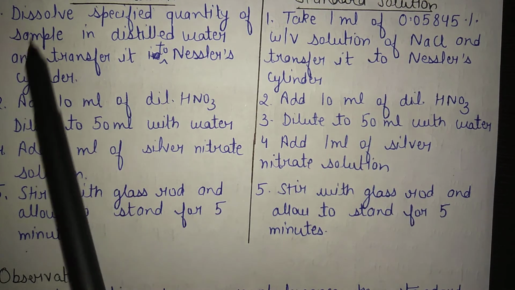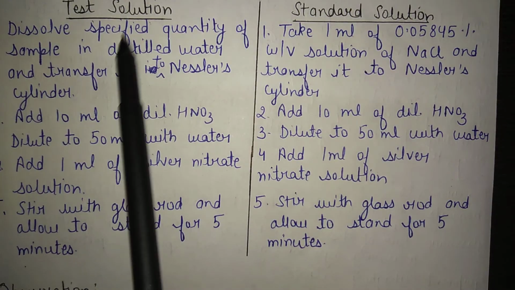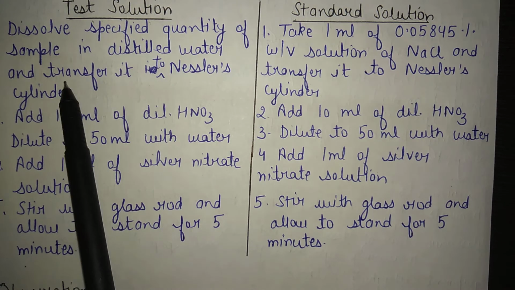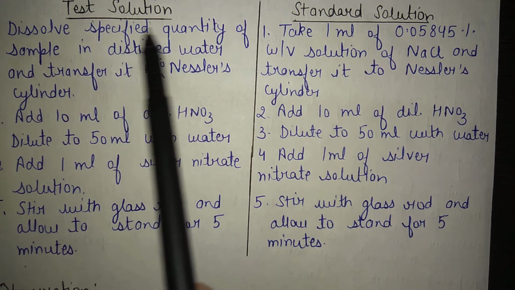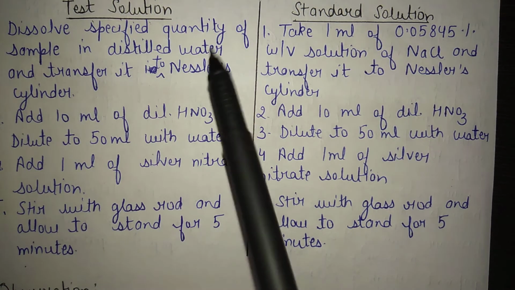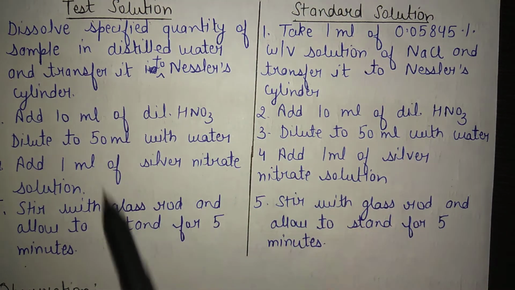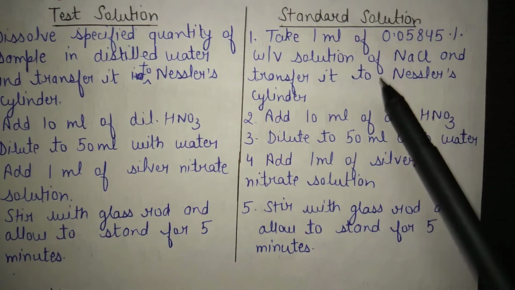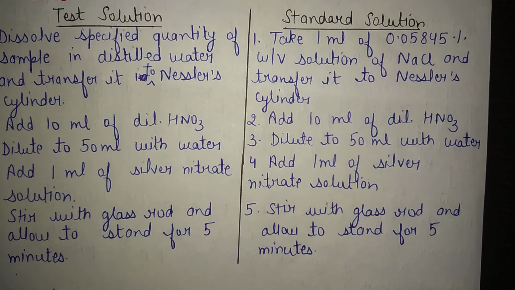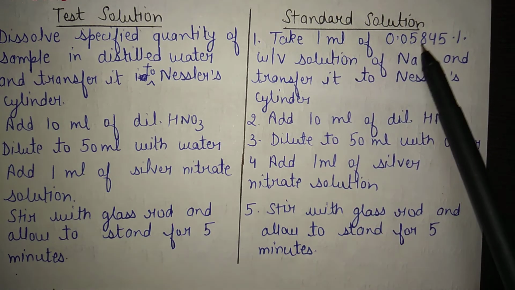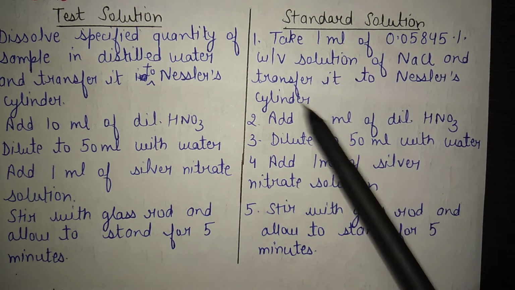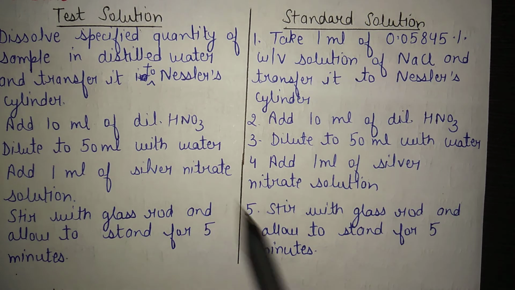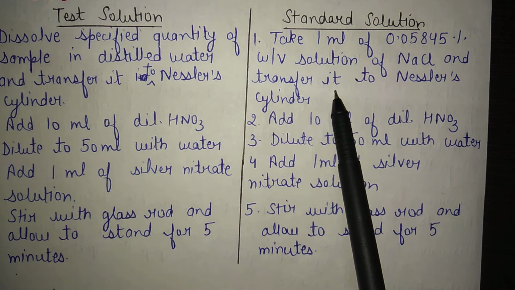In the test solution, we will dissolve a specified quantity of sample in distilled water and transfer it to the Nessler cylinder, and we will also label it as test. Labeling is very important because it helps us to distinguish between the test solution and the standard solution. On the other side, we will take another Nessler cylinder, and there we will take 1 ml of 0.05845% weight by volume solution of sodium chloride, transfer it to the Nessler cylinder and label it as standard. So this is the first step. Here we have taken the sample, and here we have taken the standard solution of sodium chloride.